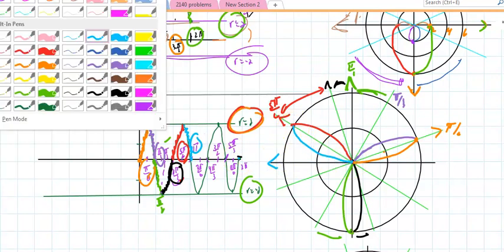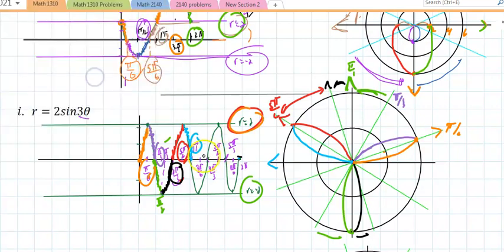And can you guess what happens after that? Between pi and 7 pi over 6, r is negative. I'm right there. It's going to trace. By the time I reach 7 pi over 6, I am at negative 2. There's 7 pi over 6, there's negative 2. Do you see it starts retracing? Do you see how many leaves we have? 3 of them.